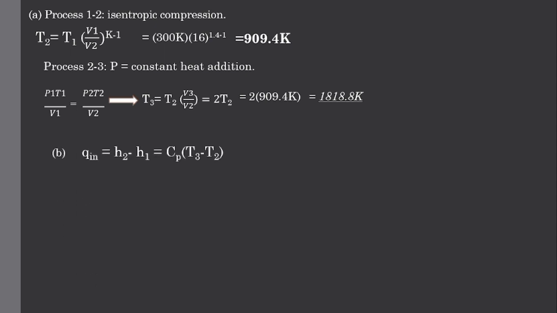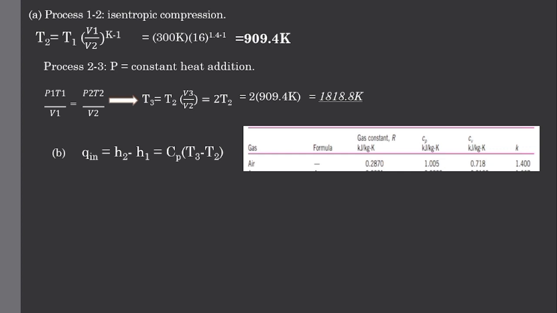Then after that, we're going to find the specific heat in, which is equal to H sub 3 minus H sub 2. H is enthalpy. So the other equation is constant pressure specific heat times T sub 3 minus T sub 2. Our constant pressure specific heat is 1.005 kilojoule per kilogram Kelvin, times the temperature 3 minus 2, 1818.8 minus 909.4 Kelvin. Our specific heat in, or Q in, is 913.9 kilojoule per kilogram.